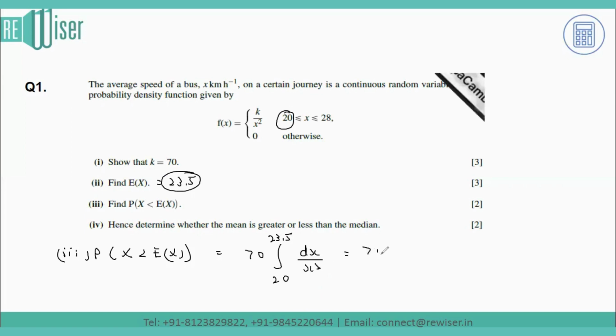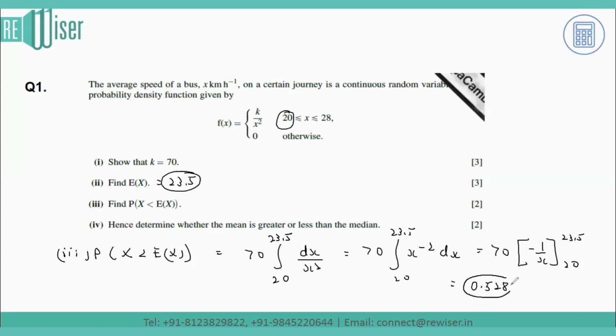Again, applying the power rule formula, ranging from 20 to 23.5, that should be equal to minus 1 by x, again ranging from 20 to 23.5. If I solve this out, I'll get an answer which is approximately equal to 0.528. Now that's the probability value of a random variable X less than the expected value.